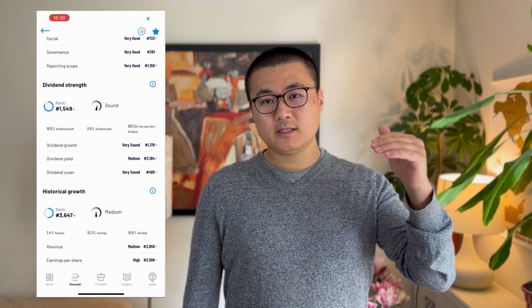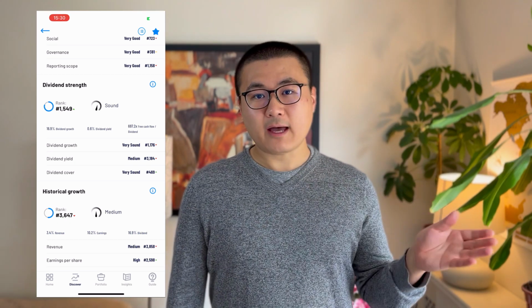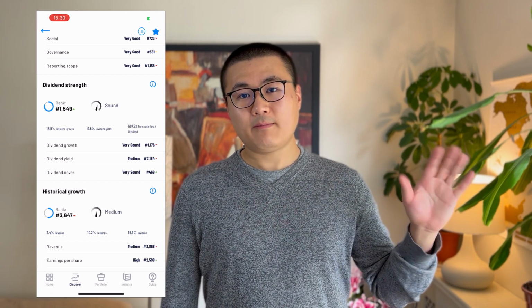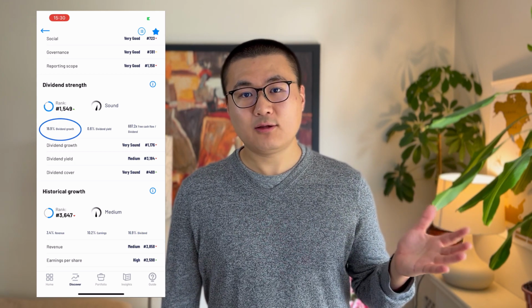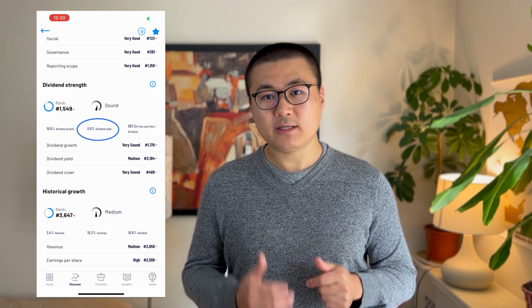And up here you can see some of the data sets we use in our calculation so that you have a fuller picture. So for Apple, in the last 3 years on average, it's been growing its dividend by about 17%, 16.9 to be exact. And its dividend yield is middle-ish at 0.6%.